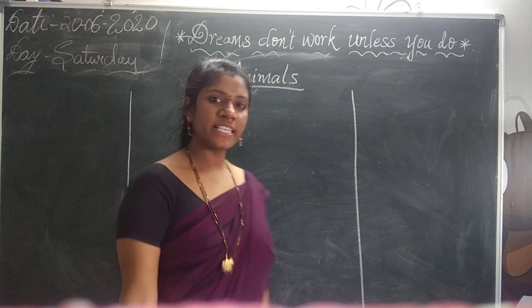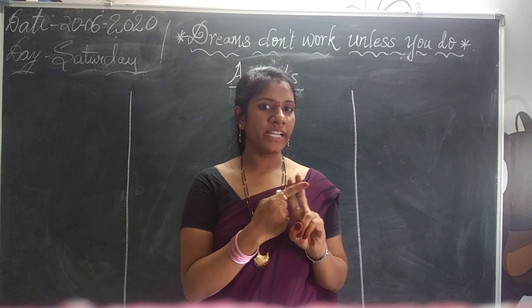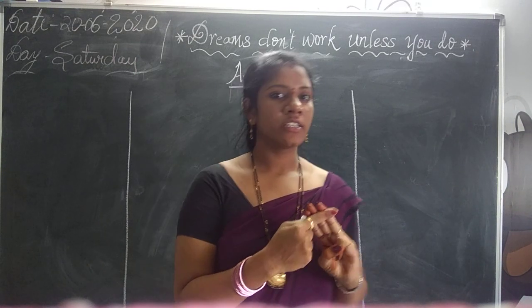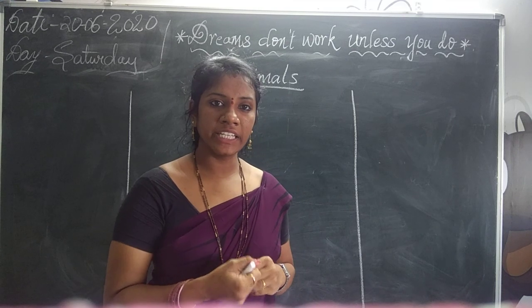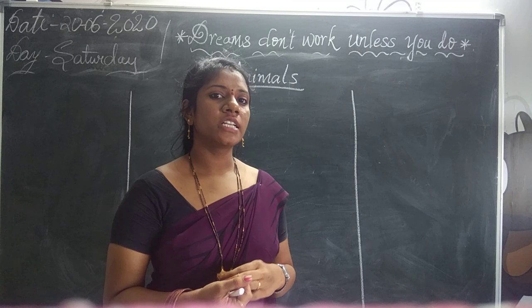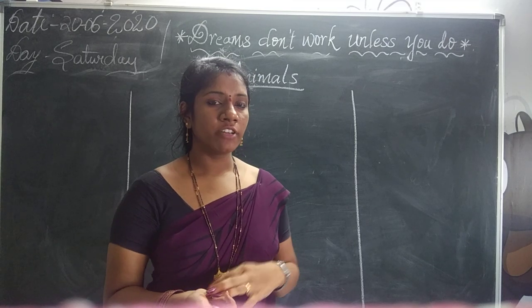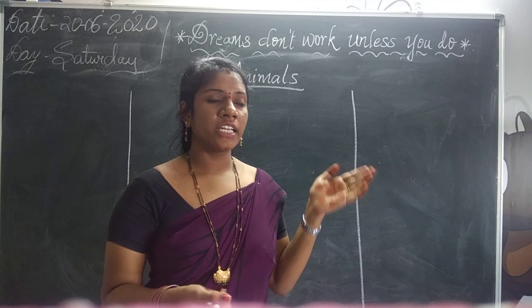Children, in previous classes, you learned what types of animals? Domestic animals, wild animals, and pet animals. So, what are domestic animals? Domestic animals can live in farms or nearby houses. These types of animals we call domestic animals. Farms means fields. In our surroundings we can see so many fields and houses.